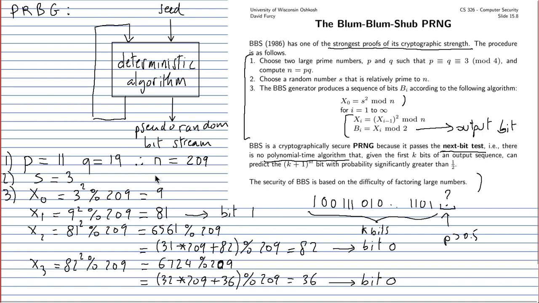So the bottom line is that this algorithm is not only really simple, but it was designed very carefully in such a way that it passes the next bit test and therefore is a cryptographically secure pseudo-random bit generator. And I'm going to conclude this lecture by reminding you that this algorithm does exhibit the general structure for pseudo-random number generators that we discussed in a previous video.